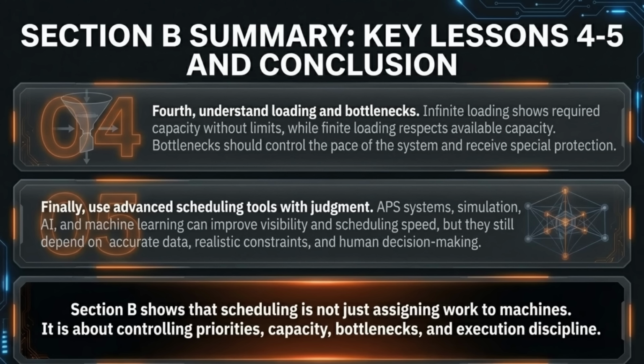And finally, use advanced scheduling tools with judgment. APS systems, simulation, AI, and machine learning can improve visibility and scheduling speed. Their results remain dependent on accurate data, realistic constraints, and human decision-making. Section B shows that scheduling is not just assigning work to machines. It's about controlling priorities, capacity, bottlenecks, and execution discipline.